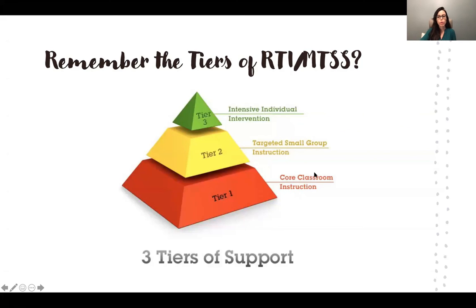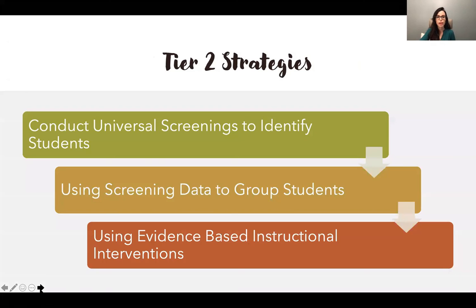So just to keep in mind what this is and what we had talked about previously, I'm just trying to remind you, because I know that was quite a few weeks ago that we did that. So tier 1 strategies is everything that I've already talked about, right? You can use everything that we've discussed in your classroom.